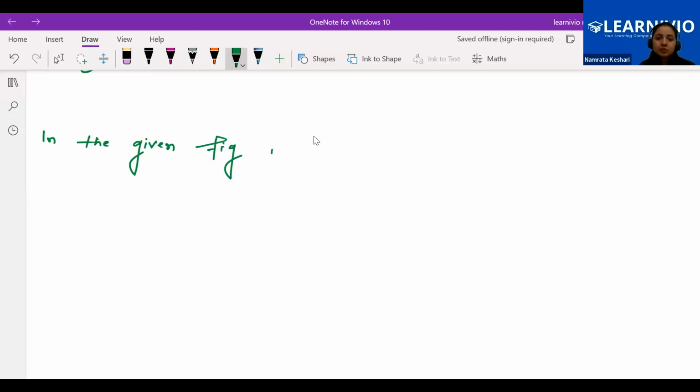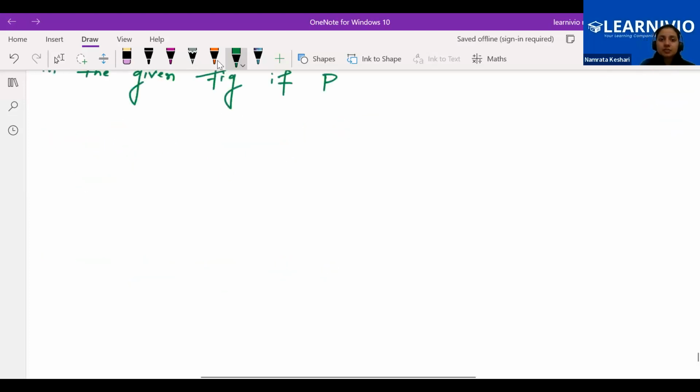if PQ, yeah, before it, we need to discuss one concept. There is a theorem which says that, okay, we will come to this question. But before that, we need to discuss a theorem. You need to understand the theorem, and then we will be using the theorem while solving the questions. Okay, so let's see what the theorem says.